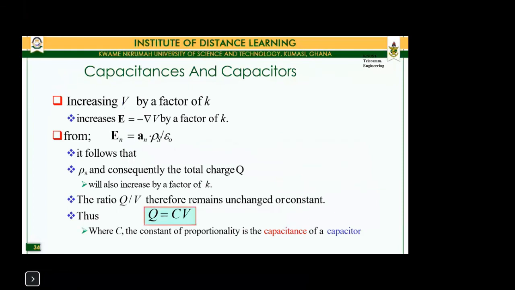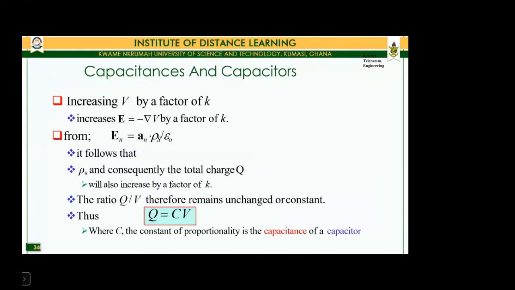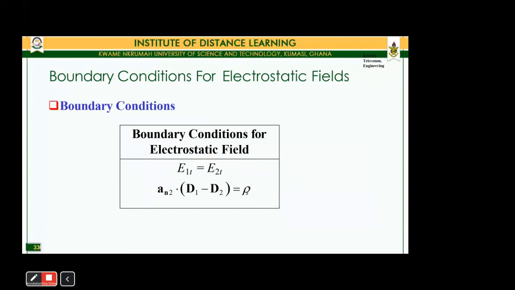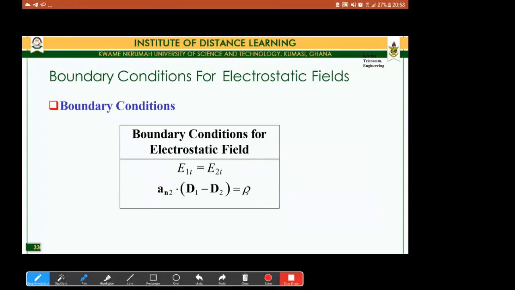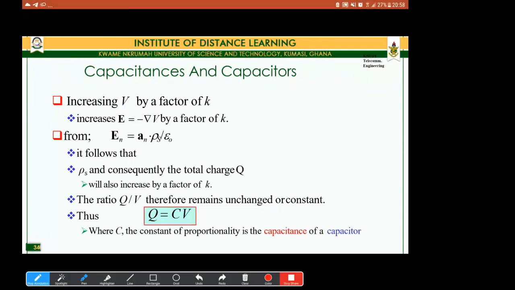Now we look at capacitors, and that brings us to the end of the discussion. Capacitances and capacitors. I mentioned to you earlier that circuit theory is actually a simplification of electromagnetic field theory. You know the capacitance, the charge, and the voltage are related by Q equals CV.